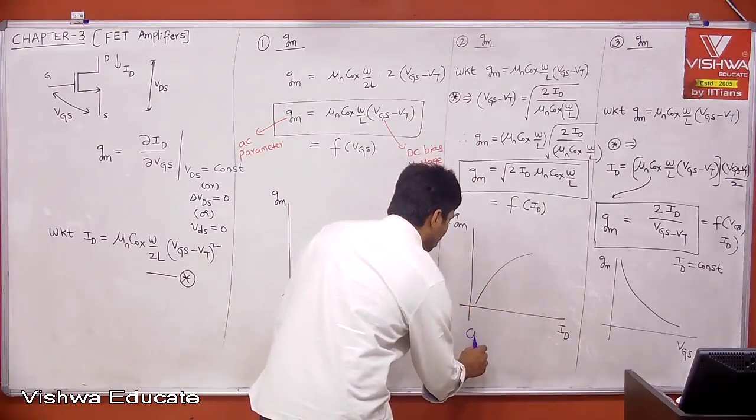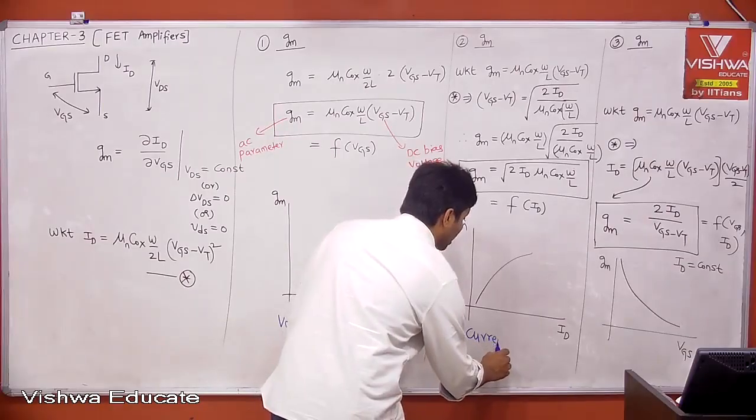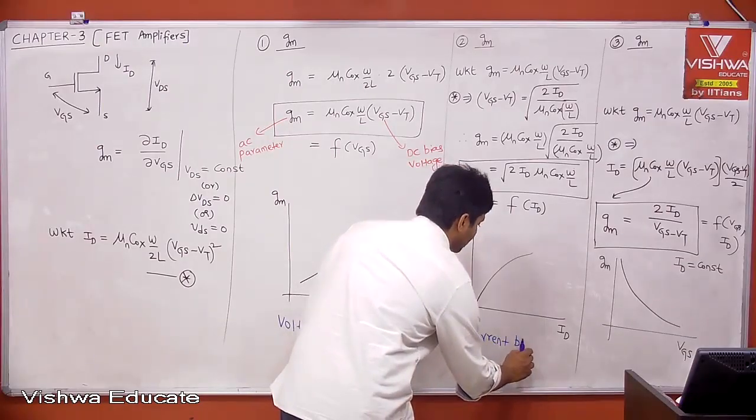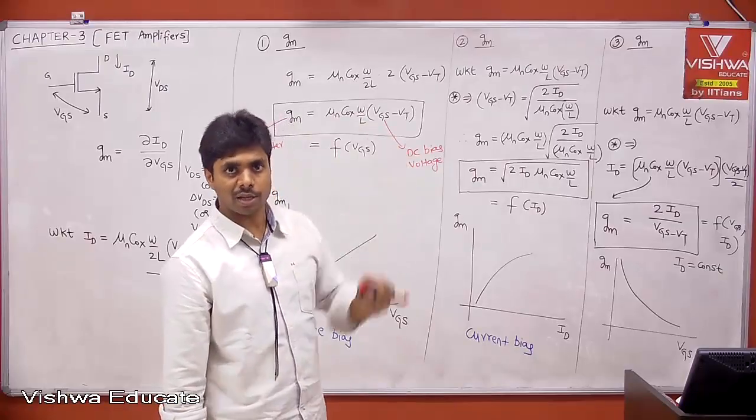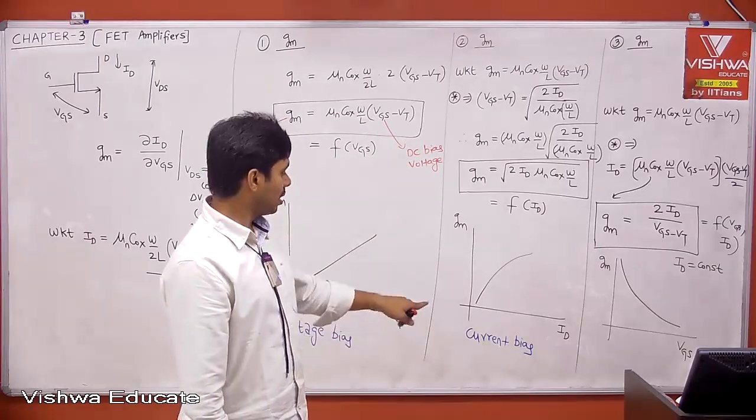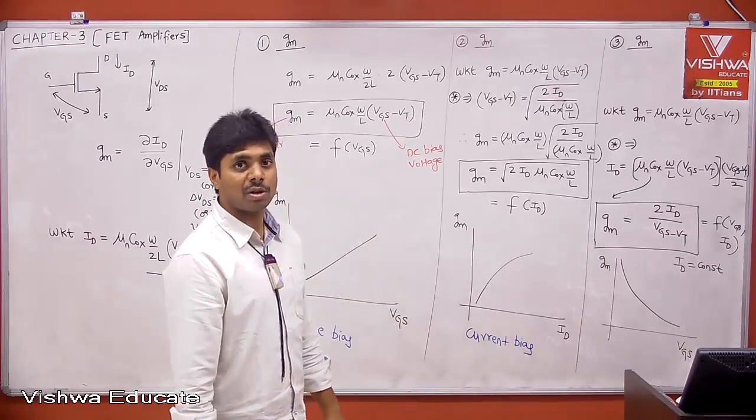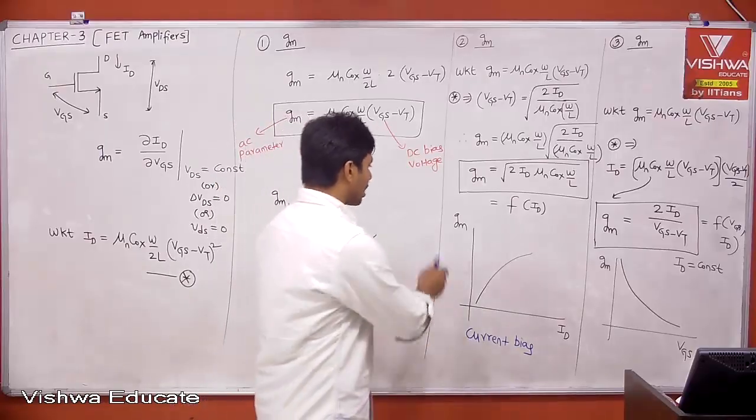This is current bias, because your output current is biasing your transistor, not the input voltage. Whatever output current you are pumping through the current source, that is what biases it. That is nothing but a CMOS amplifier. That is fine. Current bias.